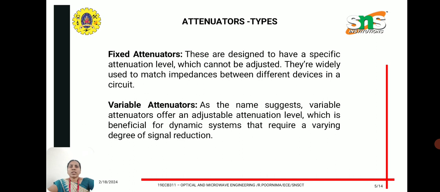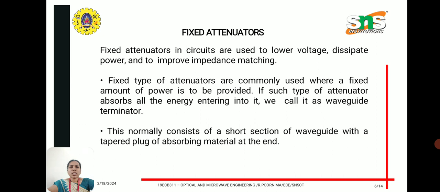Fixed attenuators provide an attenuation level which cannot be adjusted. So it is a constant attenuation. They are widely used to match the impedance between different devices in a circuit. For variable attenuators, as the name suggests, they offer an adjustable attenuation level, so we can vary the level of power that is reduced. Fixed attenuators are used to lower the voltage or dissipate power and to improve the impedance matching. So they are commonly used where a fixed amount of power is to be provided.